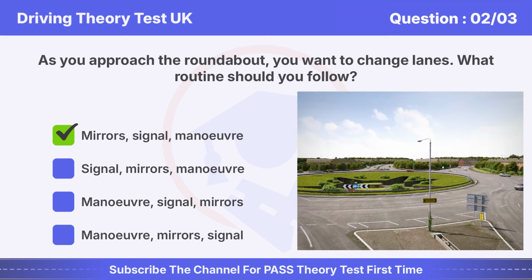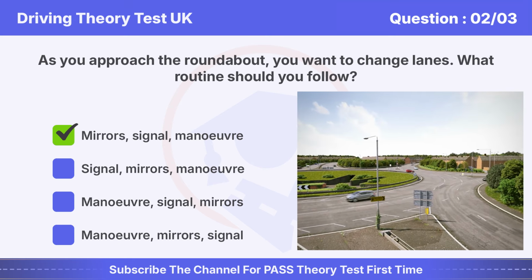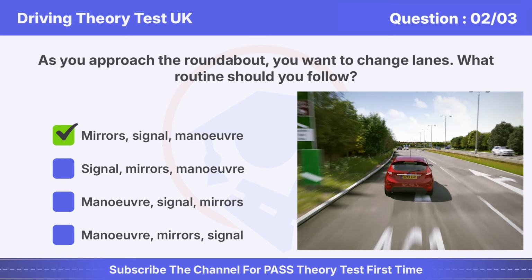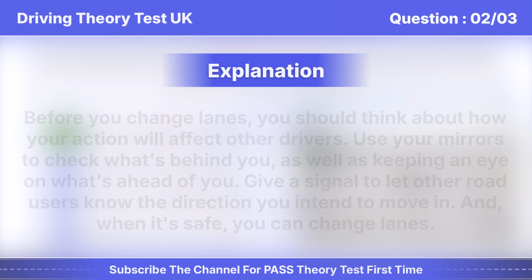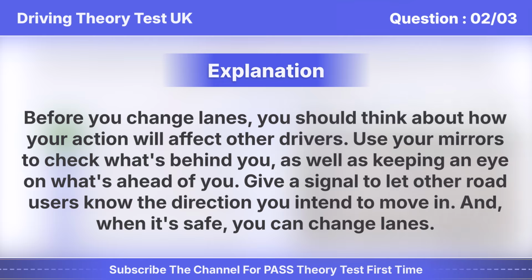Answer is A. Mirrors, signal, maneuver. Before you change lanes, you should think about how your action will affect other drivers. Use your mirrors to check what's behind you, as well as keeping an eye on what's ahead of you. Give a signal to let other road users know the direction you intend to move in. And, when it's safe, you can change lanes.